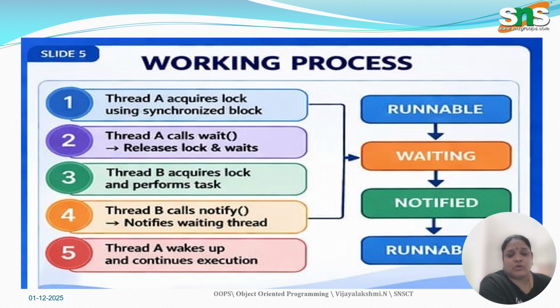What is the working process? Thread A acquires the lock using a synchronized block. Thread A calls wait, releases the lock and waits. Thread B acquires the lock and performs its task. Thread B calls notify, notifies the waiting thread, and thread A wakes up and continues the execution. So A is inside processing and B is waiting for thread A to complete its process. The process is runnable, waiting, notified, and running. This is the general process.